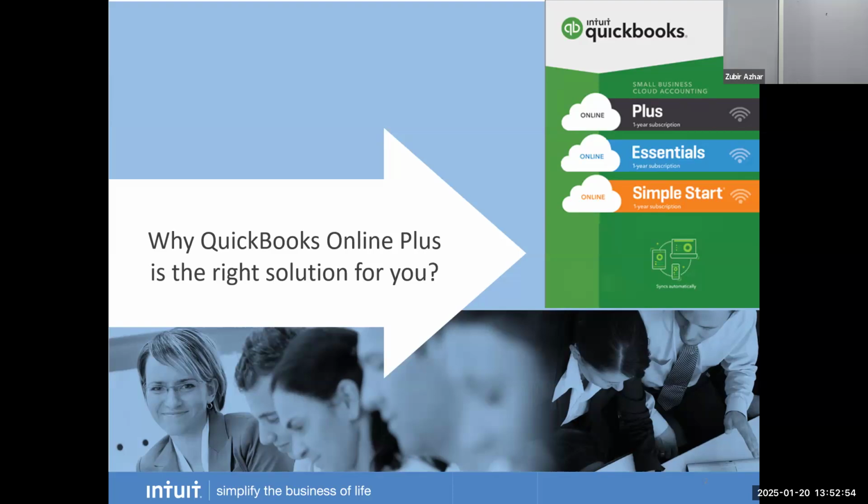Second is Essentials. You have everything in Simple Start, but it is still limited. You're not allowed to perform bank reconciliation, and you're not allowed to perform some inventory management. So we are not going to use Essentials either. The one that we are going to use is Plus. So when you set up later on, you need to choose Plus. Never choose Simple Start, never choose Essentials. Clear? All right.